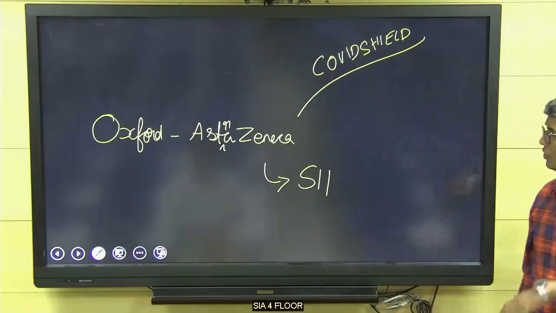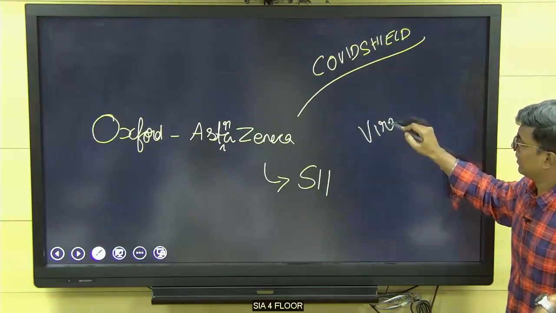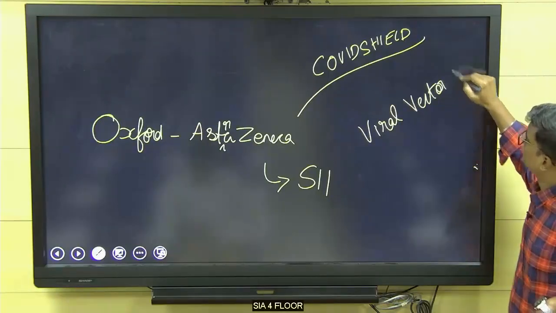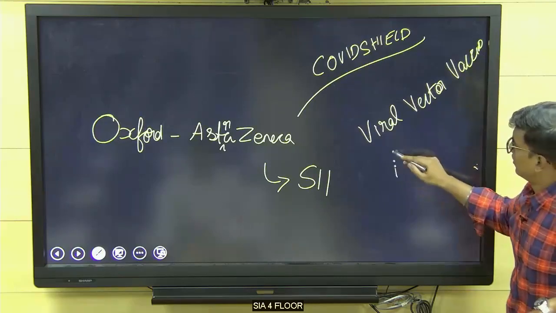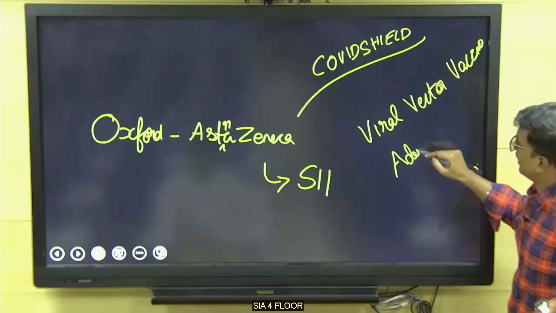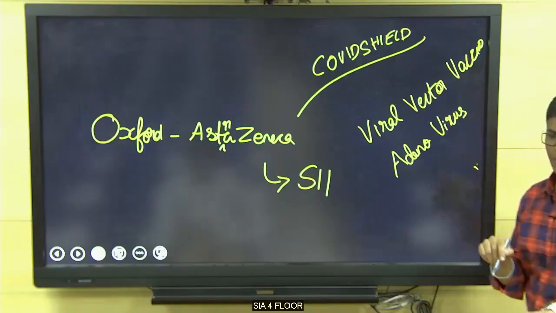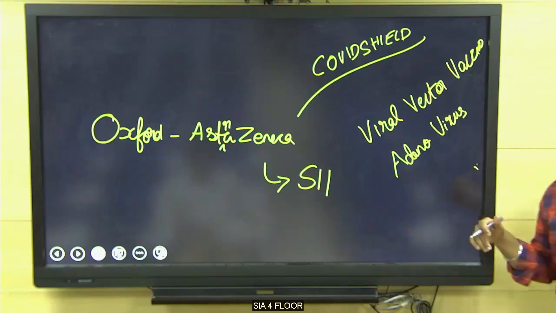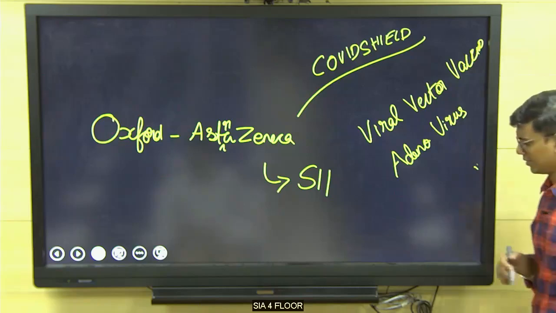Covishield, developed by Serum Institute of India, is a viral vector vaccine. I repeat, it's a viral vector vaccine. What is the virus used? Adenovirus taken from chimpanzee. Adenovirus causes a common flu and cold in chimpanzees. So we have taken adenovirus from chimpanzees, and it is used to deliver a protein that will trigger an immune response against COVID-19. How many doses are needed?